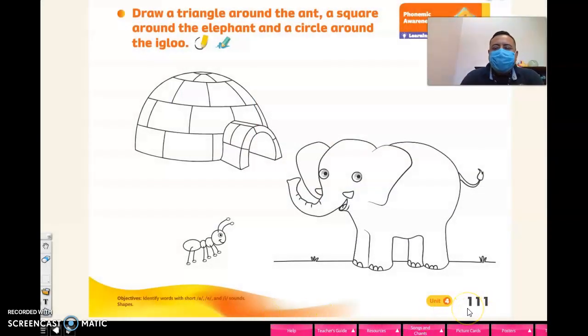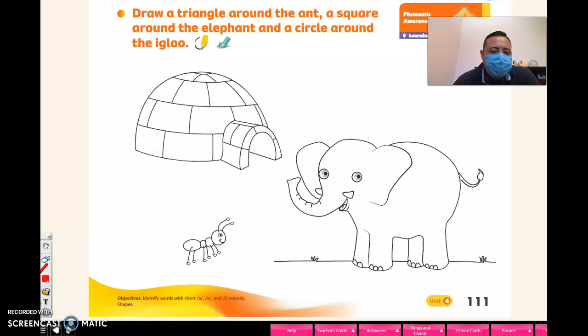Page number 111, 111, 111, miren, puro uno. Entonces, let's make our work. Draw a triangle around the ant, a square around the elephant, and a circle around the igloo.